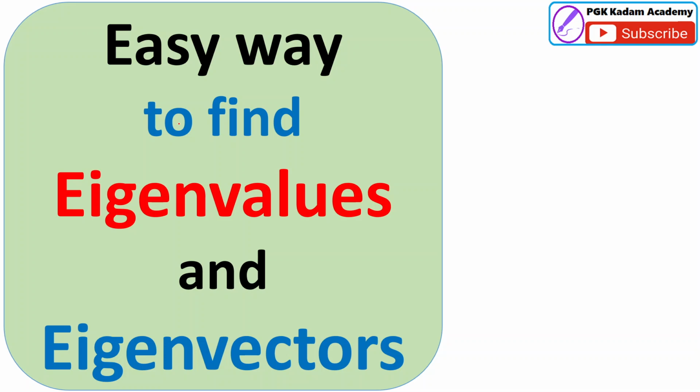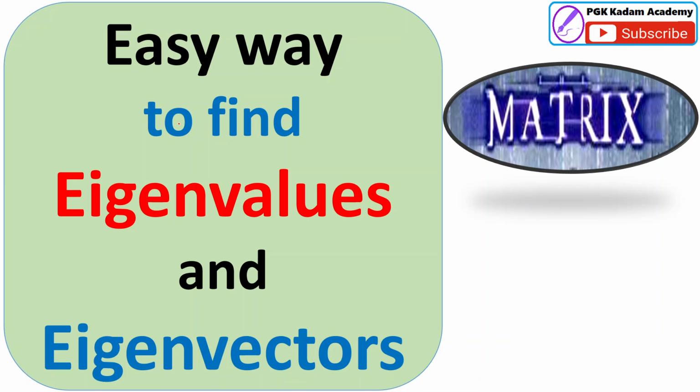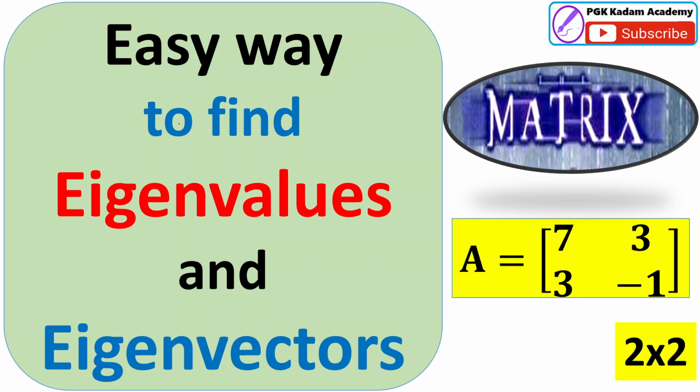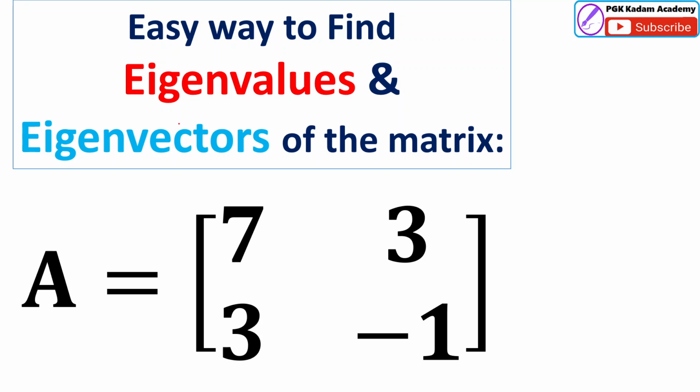Dear friends, this video is on the easy way to find the eigenvalues and eigenvectors. So friends, we are using a matrix to find the values. Here, the 2 by 2 matrix we are using. It's a very easy way to find the eigenvalues and eigenvectors of the given matrix: 7, 3 and 3, minus 1. How to find?